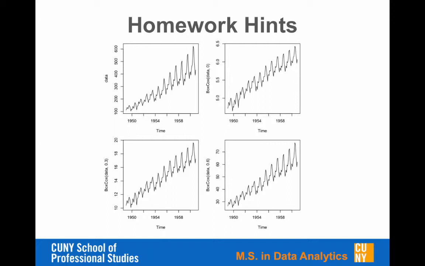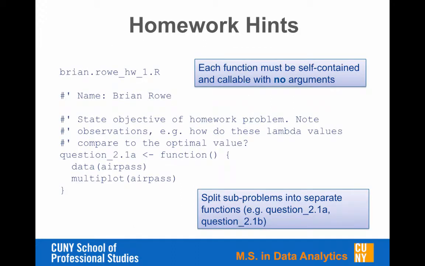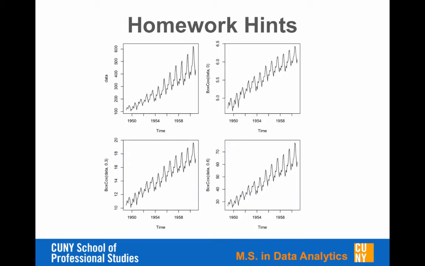This is an example of the airline passenger data, and in the upper left is the raw data, and then going around clockwise there are three different transformations of the data using the Box-Cox transformation. You can see the effect of it, and when you're doing the homework, be sure to include what the objective of the homework problem is, and also note some observations. In this case, how do these lambda values compare to the optimal value that the boxcox.lambda function returns, and why do these look different?